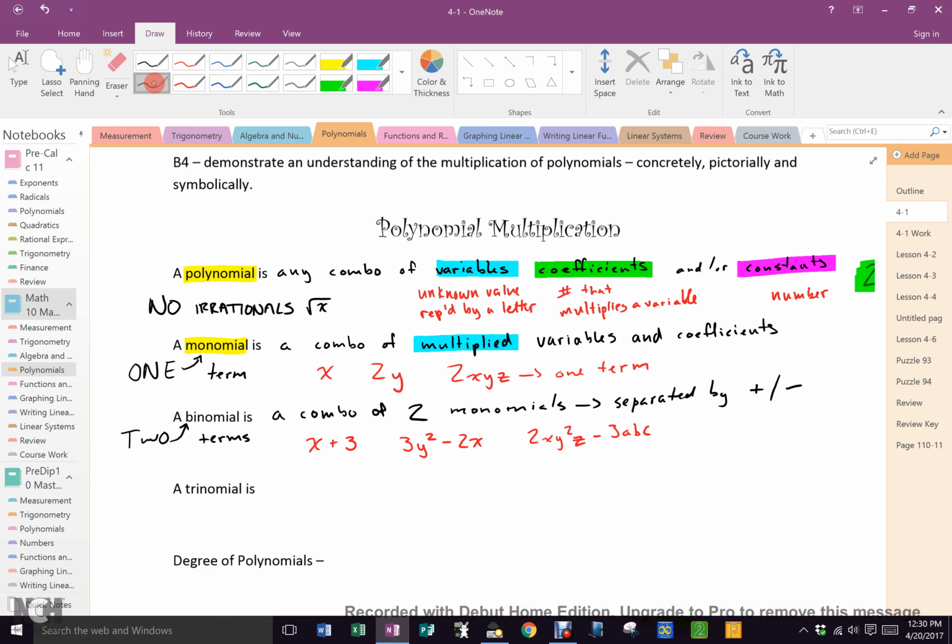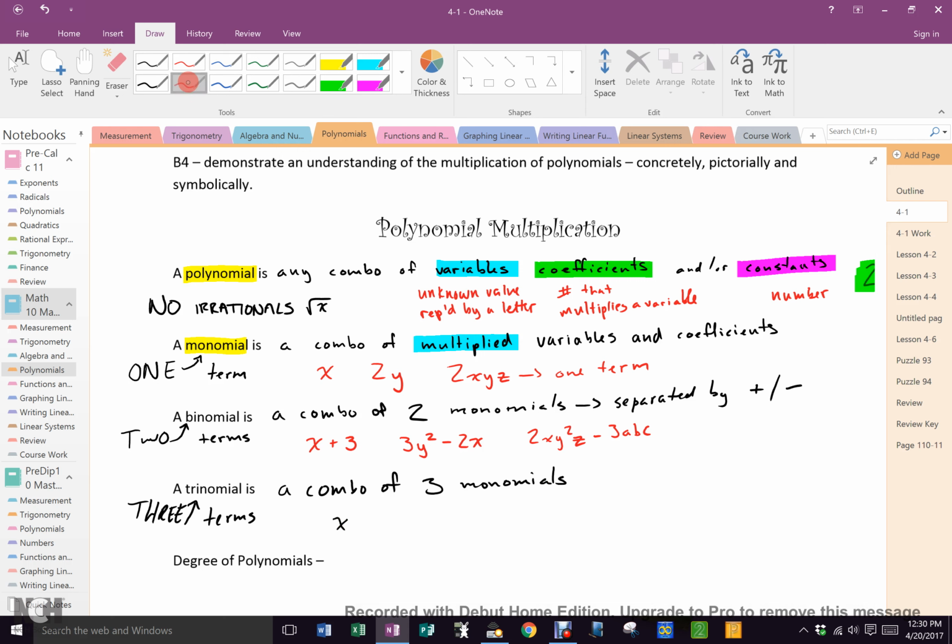3 terms, which means how many plus or minus signs? So a trinomial is a combo of 3 monomials. And after that, there's no more names. They're just polynomials. There's no quadrinomial and quintinomial. It's just polynomial after that.